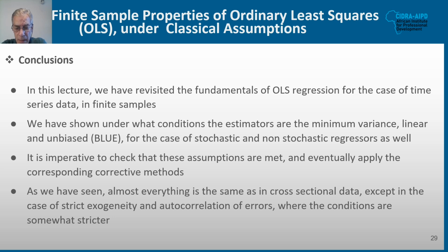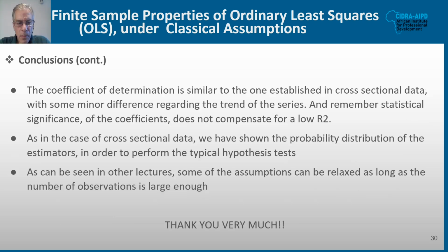If you have proof that the variance of the error is not constant or the errors are autocorrelated, just change appropriately the variance-covariance matrix of the errors, or use generalized least squares methods. As we have seen, almost everything is the same as in cross-sectional data, except for the case of strict exogeneity and autocorrelation of the errors, where the conditions are somewhat stricter. The coefficient of determination is similar to the one established in cross-sectional data, with some minor difference regarding the trend of the series. And remember, statistical significance of the coefficients does not compensate for a low R-squared. Don't get trapped in the p-value hacking problem.